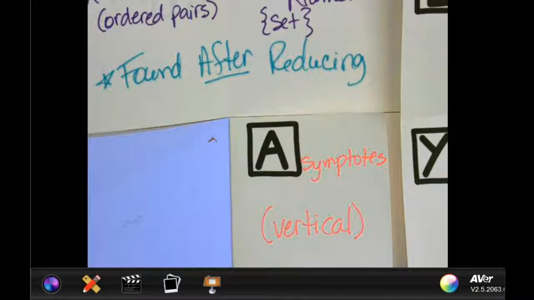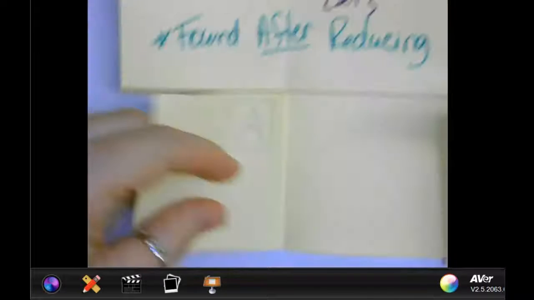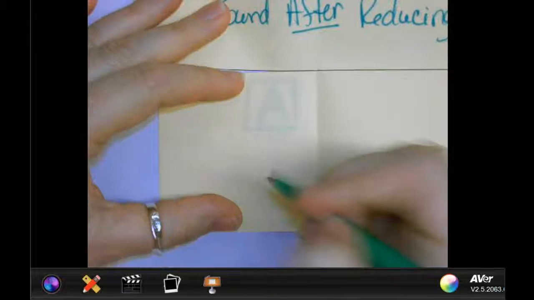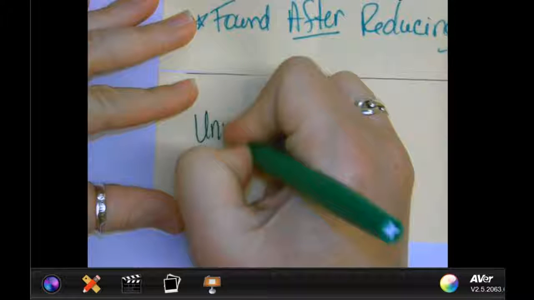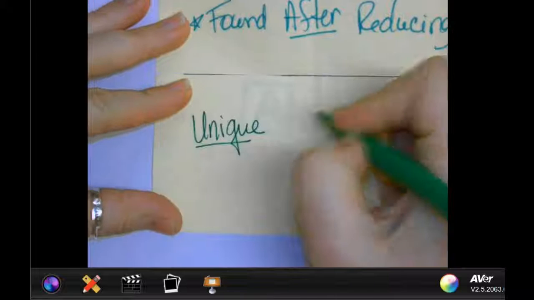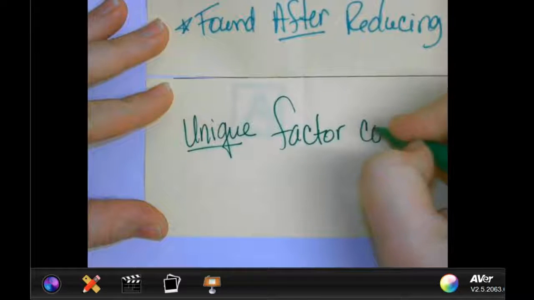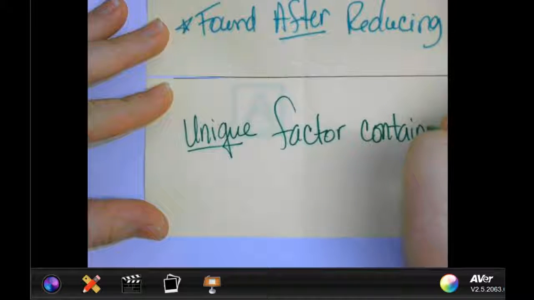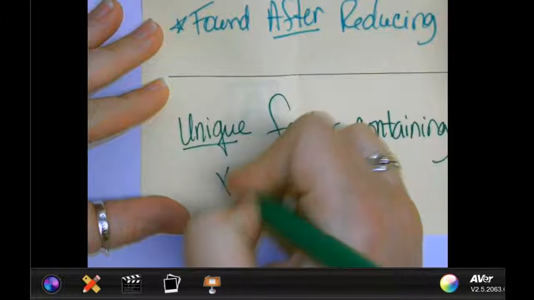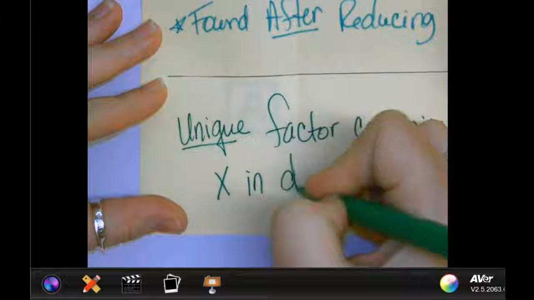So when you look for the vertical asymptotes, are we looking at the numerator or the denominator? Denominator. And what has to be true about the factor in the denominator for us to have a vertical asymptote? It's unique to the denominator and contains x, right? It can't be just a whole number. All right, so this one's pretty easy. This is a unique factor containing x in denominator.